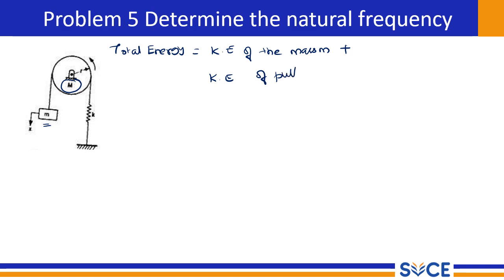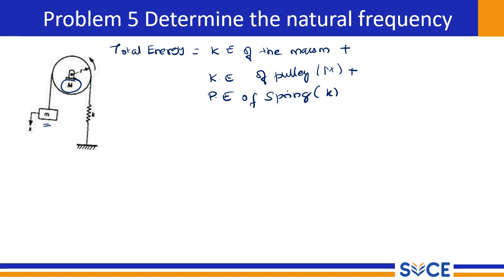What is the mass here? It is capital M, plus the potential energy of the spring, because that is the only restoring one. Potential energy is there in the spring. The other two masses are moving, in the form of kinetic energy. Let me write the equation for each.